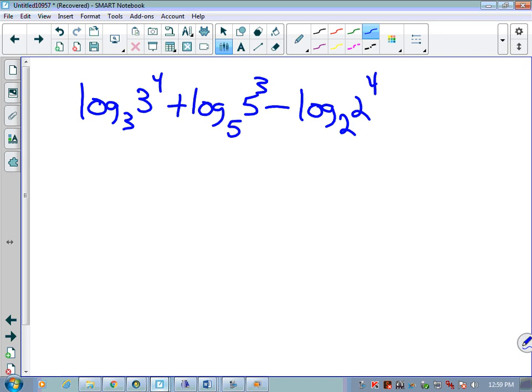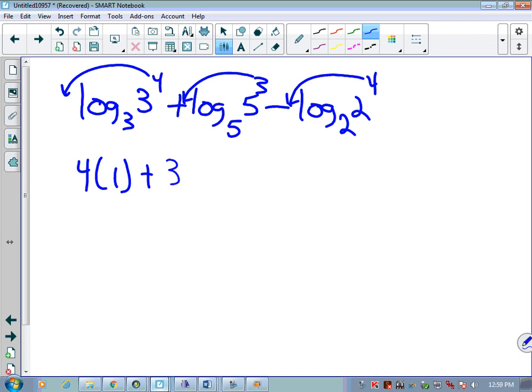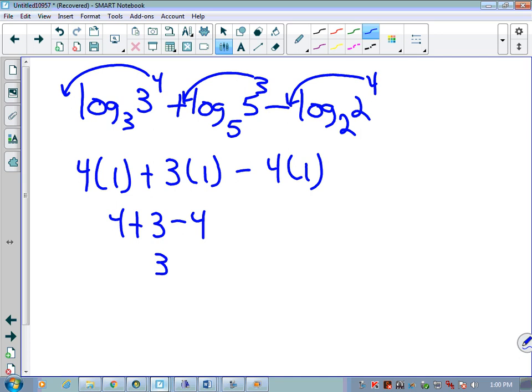Now, do you guys remember what happens if I have log base 3 of 3? It's 1, right? So what I'm going to do here is take all these exponents and move them out front, because these logs that have the same base as their number all come out to 1. So essentially I'm saying 4 times 1 plus 3 times 1 minus 4 times 1. Those 1s don't really matter, so it's really 4 plus 3 minus 4. The 4s cancel out, and you should be left with 3.